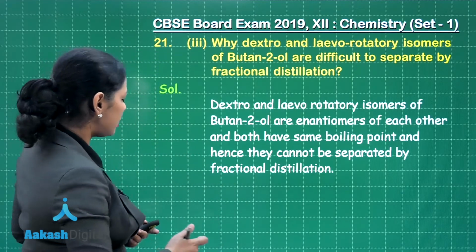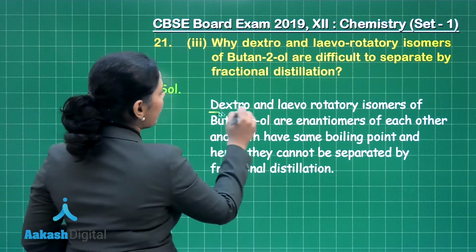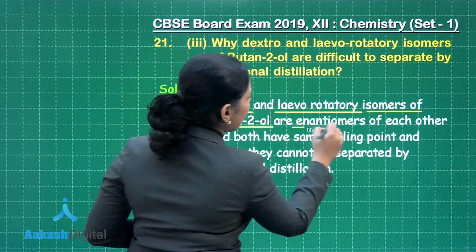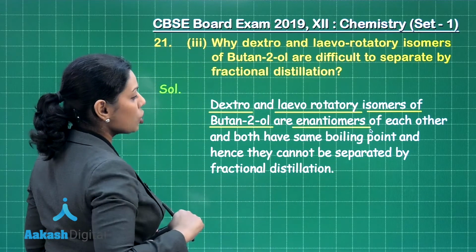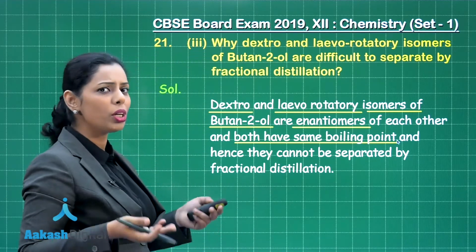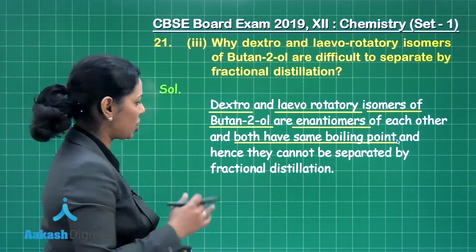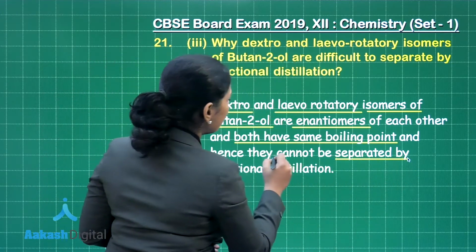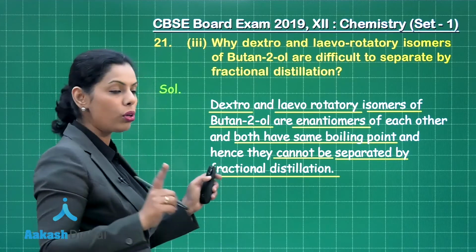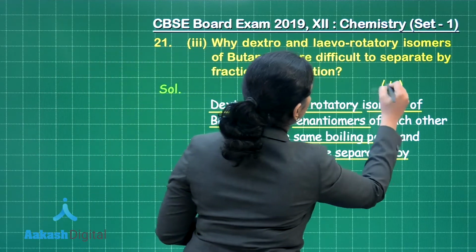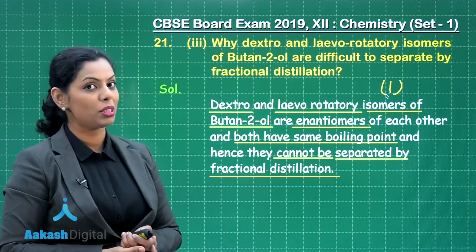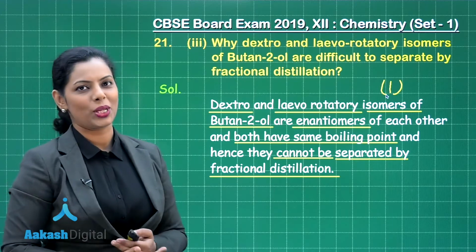So, simply we can answer this question by writing that dextro and levorotatory isomers of butan-2-ol are enantiomers. If these are enantiomers, they both have the same boiling points, and if their boiling point is the same, you cannot separate them by fractional distillation. This is the reason, and if you write the same reason, you will get 1 mark for this part also. It means question number 21 we have attempted well, and now it's the turn for the next question.